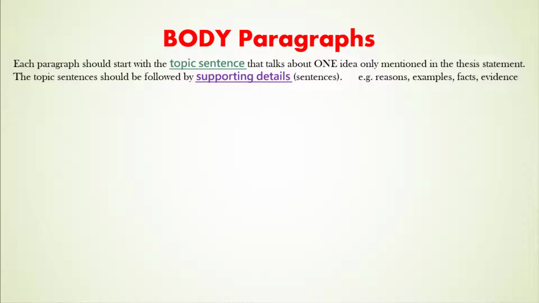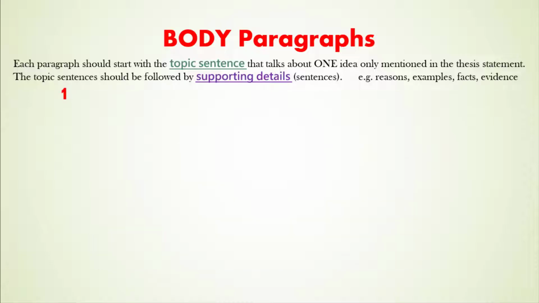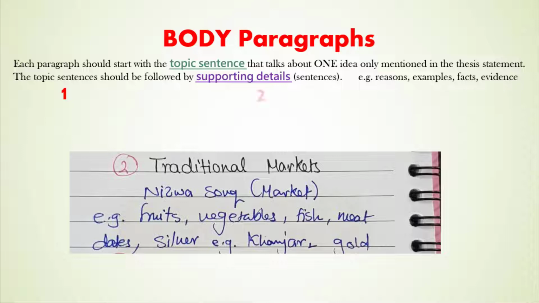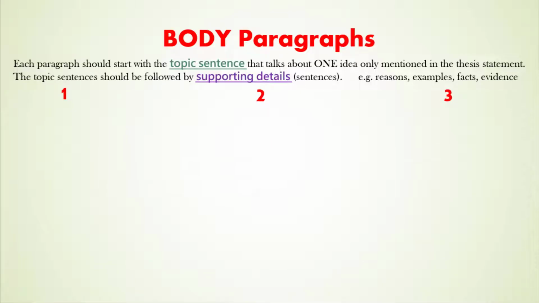Each paragraph should have a topic sentence that talks about one idea only. The first idea is about forts, so it's going to be in paragraph number 1, and the second idea is about traditional markets, which is going to be in body paragraph 2, and the third one, which is about villages, is going to be in body paragraph 3. And every topic sentence should be followed by supporting details or sentences like reasons, examples, facts, evidence, etc., or even statistics. So let's have a look at our body paragraph 1.